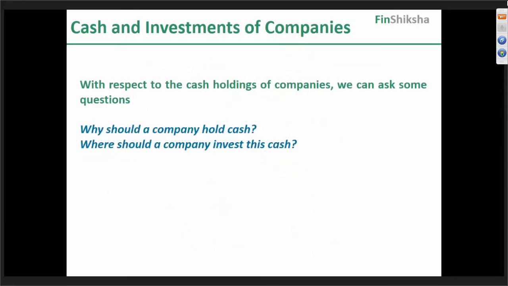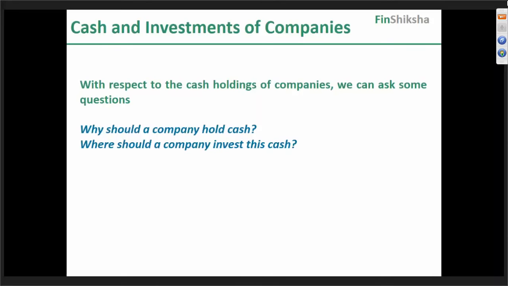Next topic that we look at is with respect to cash holdings of companies. Let's say a company has some cash holding. Question one is, why should a company hold cash? And the answer to that is typically, you may need investments in the near future, and hence you want to hold a liquid asset because you might have some requirements for that cash, in terms of either investment or working capital needs of the firm.